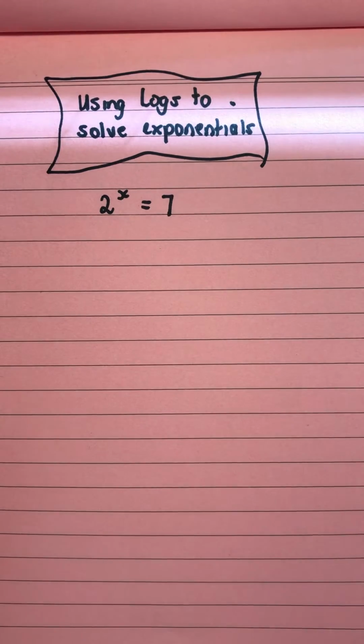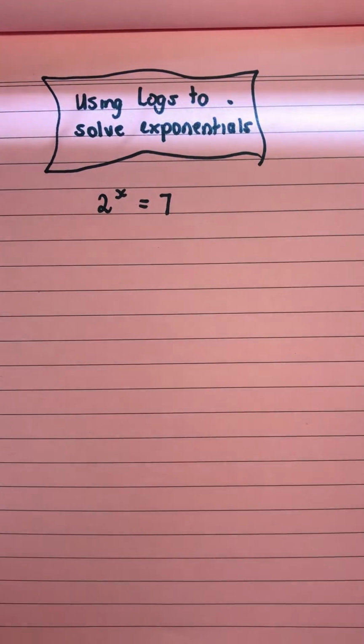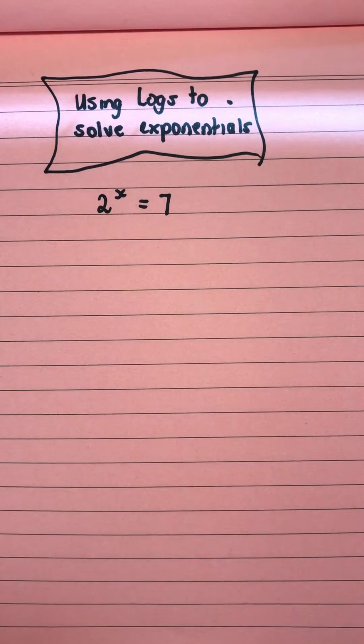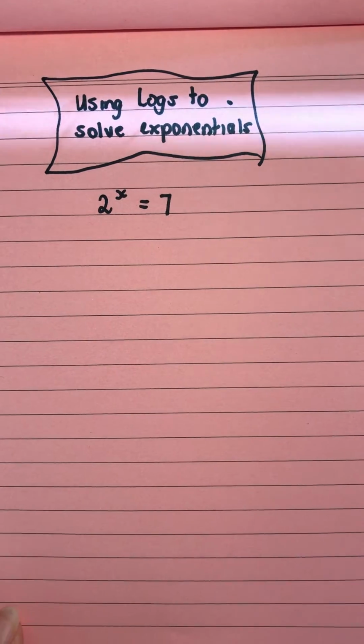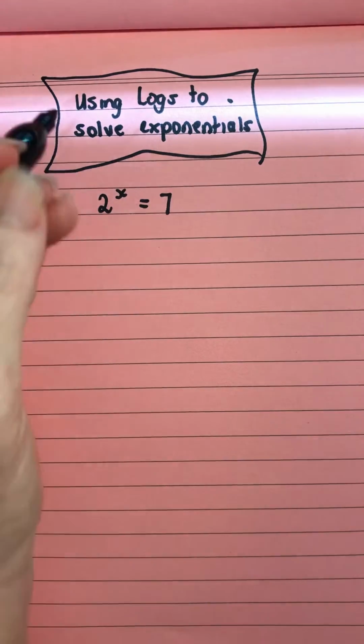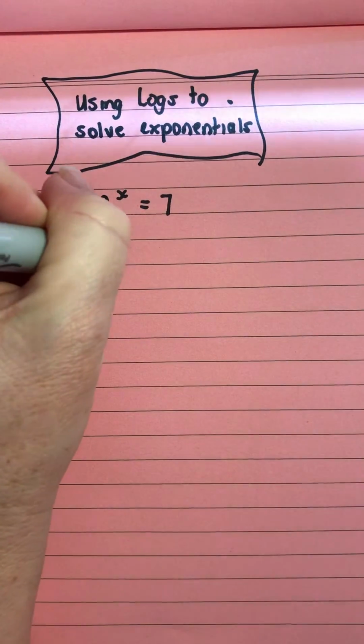Okay, having a look at a little video on using logs to solve exponentials. So I do have another video going through this, but my class are on this topic at the moment, so I'm just recapping each of these skills. So 2 to the power of x is equal to 7. We're going to do log of both sides.